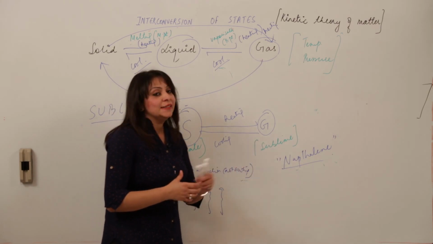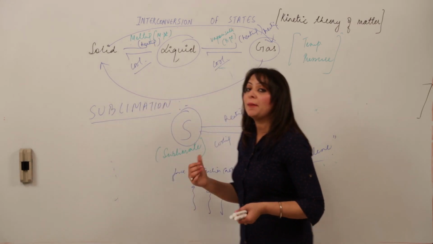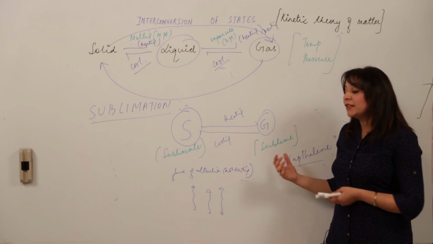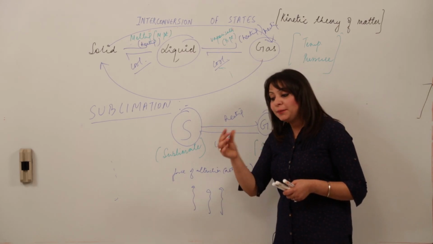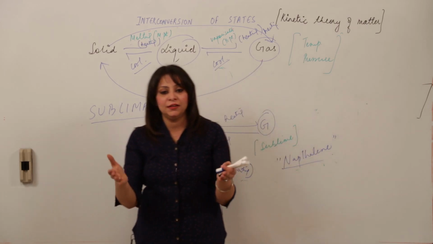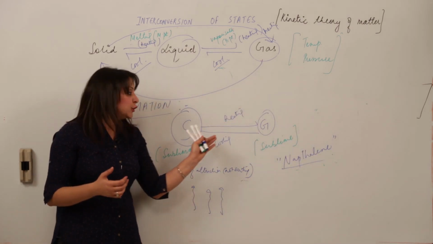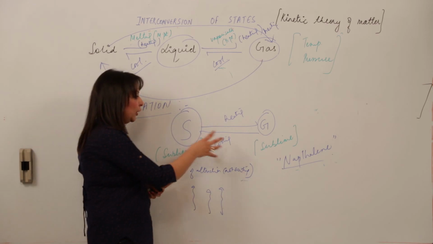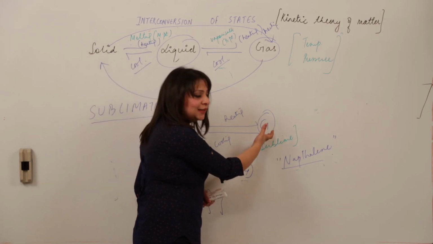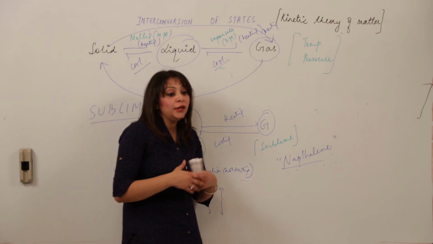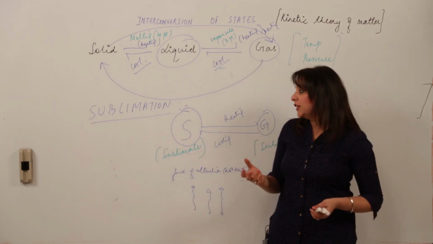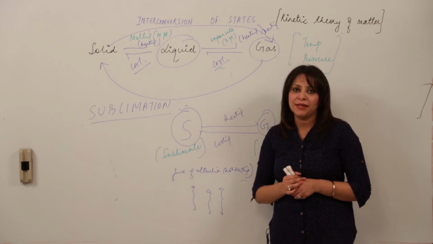So what happens to this naphthalene ball? Where does this ball go? Actually, this ball shows sublimation. When you keep that ball, it starts forming the gaseous state. So that solid ball gets converted into the gaseous phase, and when you open that box, you are not able to see it, it vanished. So this is how sublimation takes place.